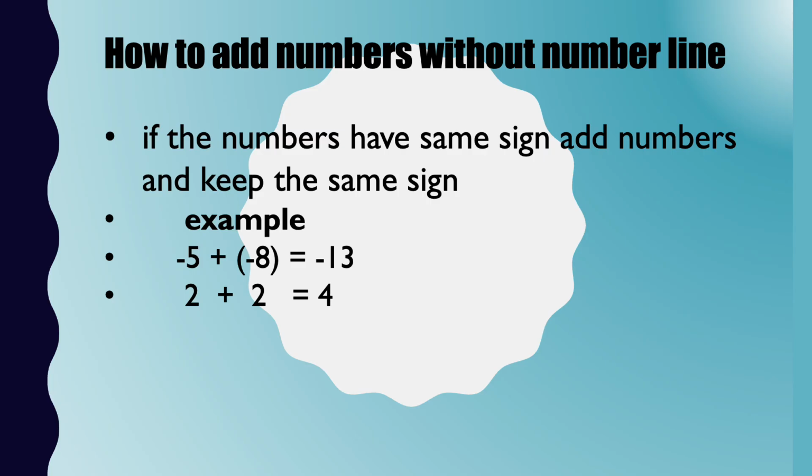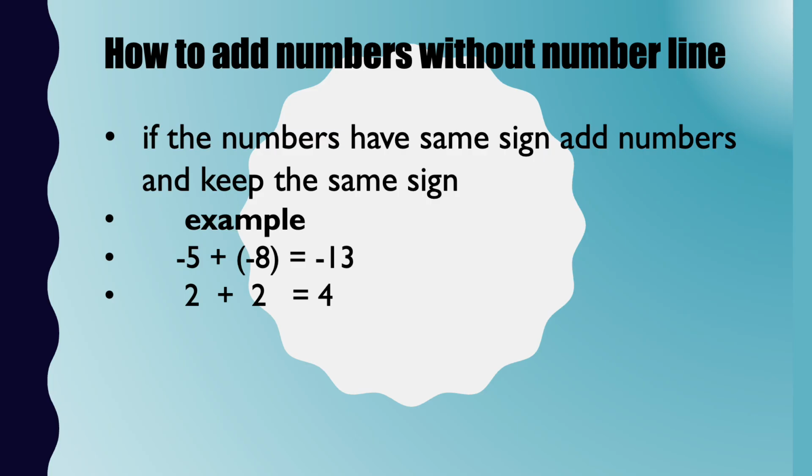So we are going to add the numbers. 5 plus 8 equals 13. And how about the sign? Keep the same sign. What is the same sign? It is minus. Why do we put the minus here? Because the two numbers have the same sign, minus, minus. In a situation like this, first worry about the numbers, and second think about the sign. That is easy to understand.